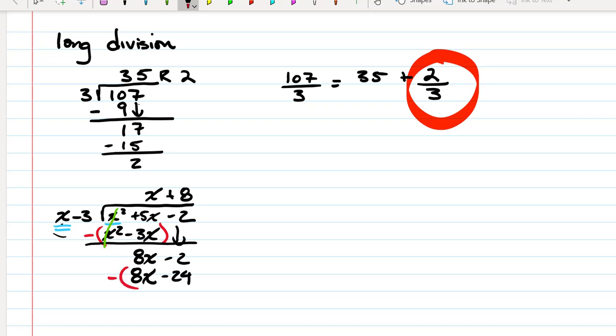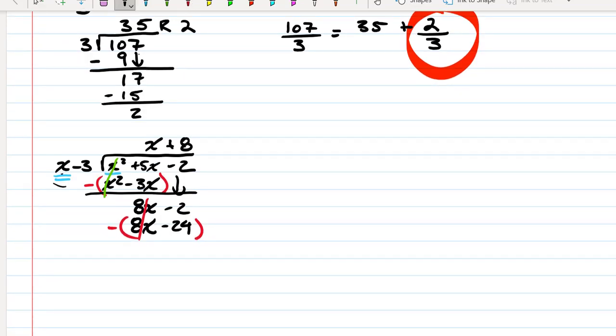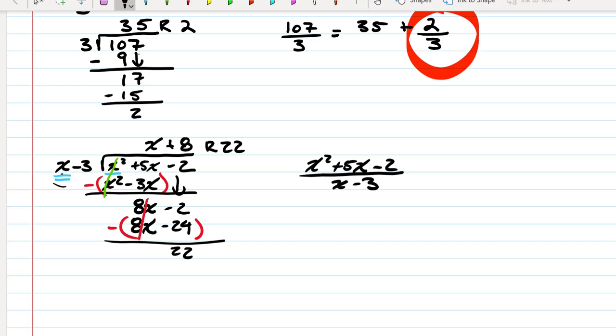And then I subtract. The 8x's reduce out as they should. And then I have negative 2 minus a minus 24, so that's plus 24. So negative 2 plus 24 is going to give me 22. So now x no longer goes into 22, so that's going to be my remainder, just like what we had up here. So then this would tell me that x squared plus 5x minus 2 divided by x minus 3 is equal to, my whole part is x plus 8 plus my remainder, which is 22, over my divisor, which is x minus 3.